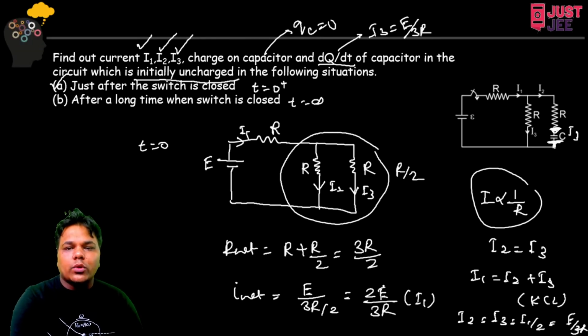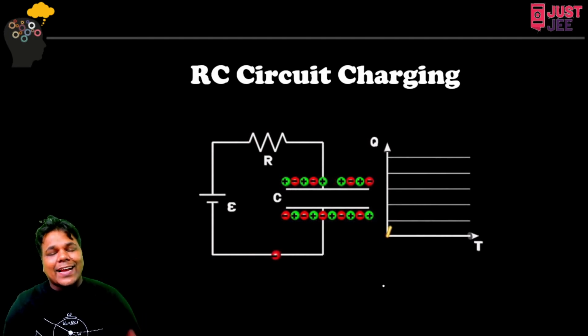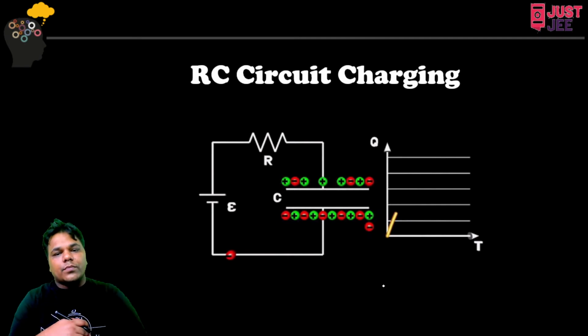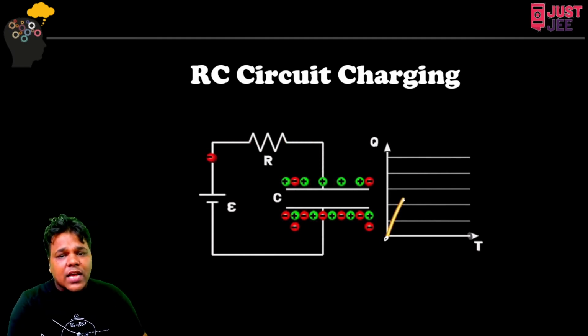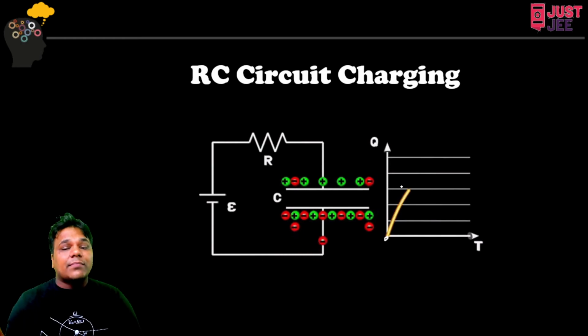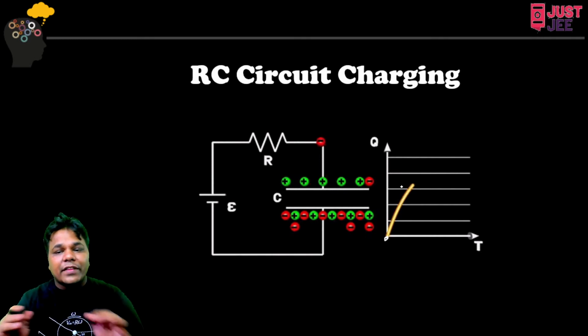Got it? Okay. Coming to the next one. RC circuit charging. So far we have studied two conditions. First, at t is equal to 0. Second, at t is equal to infinite. But what happened between those two instants? At t is equal to 0, the charge on the capacitor is 0, and this charge keeps on increasing. As you can see in this animation, the charge keeps on increasing and increasing. At one point of time, this charge will become maximum, but that point is at infinite. So what happened between those two instants?